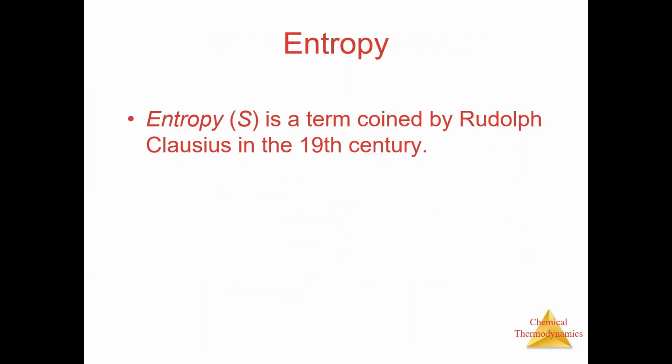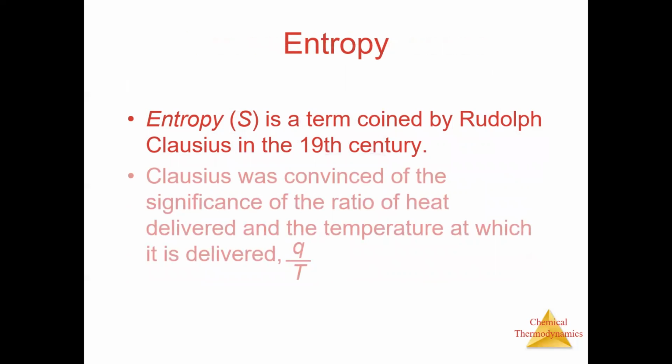Next term comes entropy. Now, what is entropy? Entropy is a term coined by Rudolf Clausius in the 19th century. Clausius was convinced of the significance of the ratio of heat delivered and the temperature at which it is delivered. Mathematically, entropy is represented as Q upon T. Now, what is Q? Q is the heat transferred to the system or by the system at a given temperature.